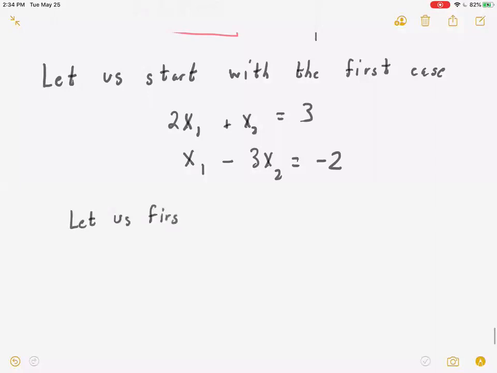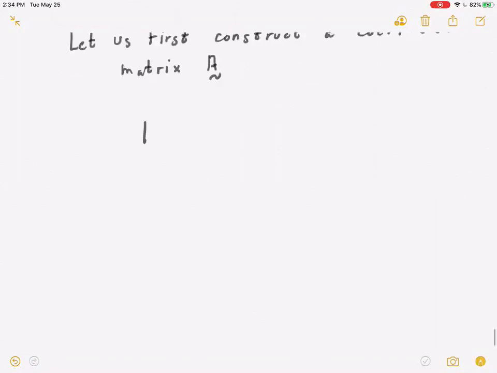Let us first construct from this problem a coefficient matrix. Again, I'm trying to outline a scheme where I can solve these 2 equations simultaneously and avoid or eschew determinants entirely. Well, that's easy, right? You can always write down the coefficient matrix by inspection. That's what it is.